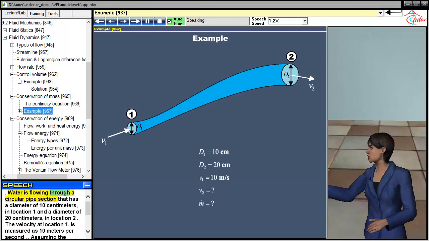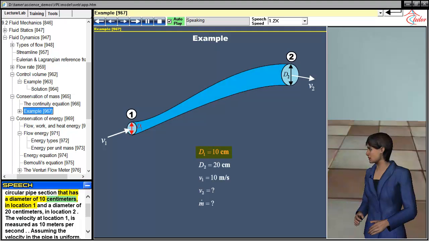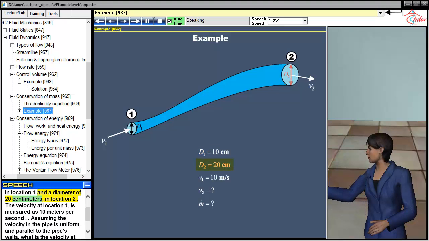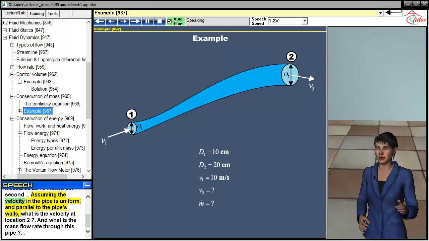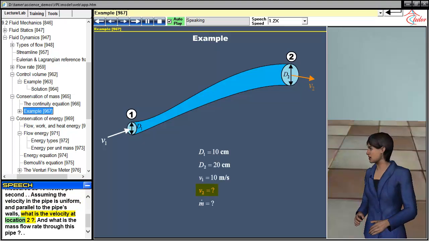Water is flowing through a circular pipe section that has a diameter of 10 centimeters in location 1 and a diameter of 20 centimeters in location 2. The velocity at location 1 is measured as 10 meters per second. Assuming the velocity in the pipe is uniform and parallel to the pipe's walls, what is the velocity at location 2? And what is the mass flow rate through this pipe?